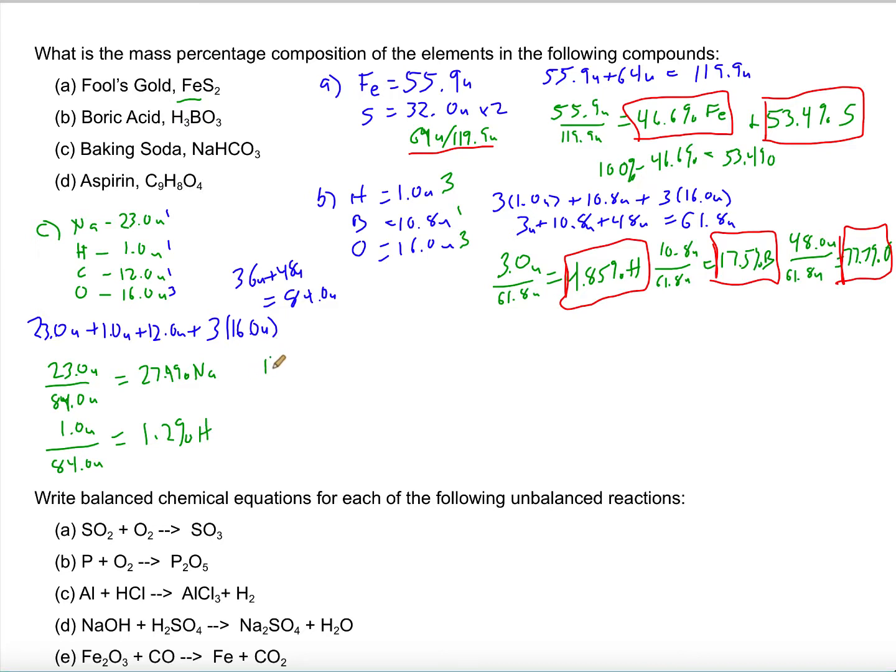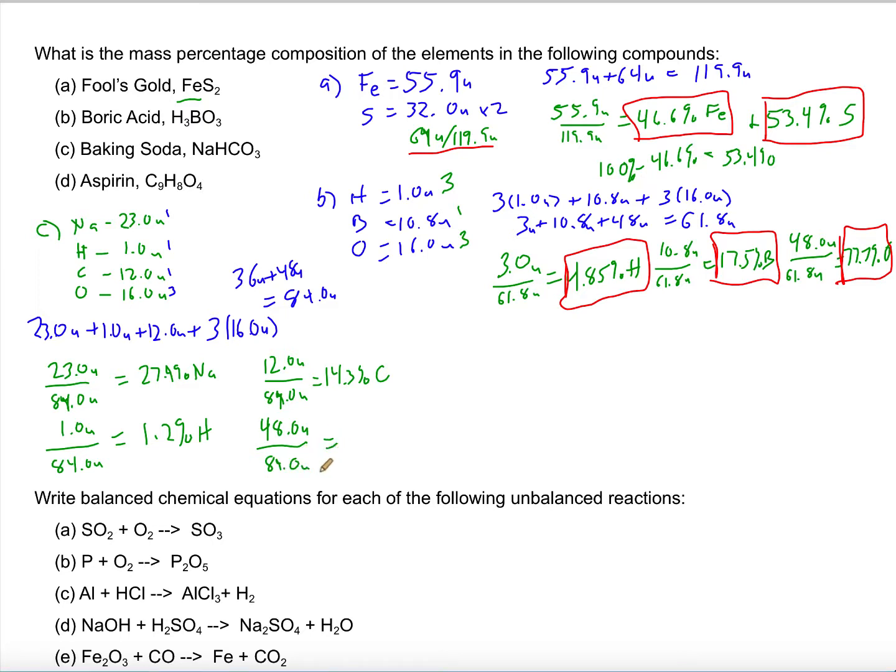Carbon is going to be 12 units divided by 84 units. And again, I'm not writing in the multiply by 100. You always multiply these by 100. And that would give you 14.3% of carbon. And finally, oxygen is going to be 16, but 16 times 3 is 48 units divided by 84 units.